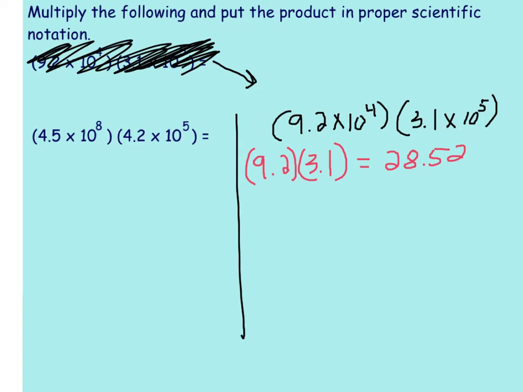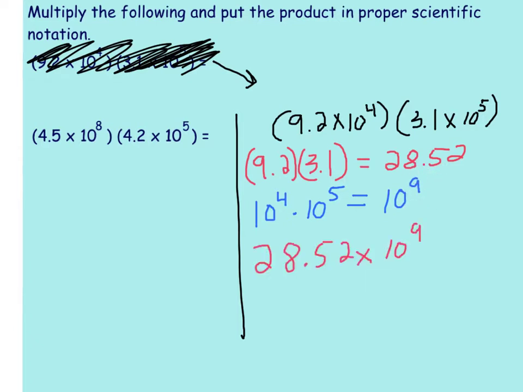So next, I'm going to take my exponents on my tens and add those together. So I have 10 to the 4th multiplied to 10 to the 5th, so that's a total of 9 tens, so 10 to the 9th. So now I'm going to start to write this in scientific notation. So I wrote it in scientific notation, but if you look, I'm really not in scientific notation yet because this 28.52 is not between 1 and 10. So I need to move that decimal right here.